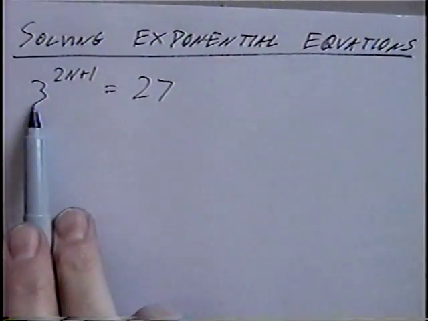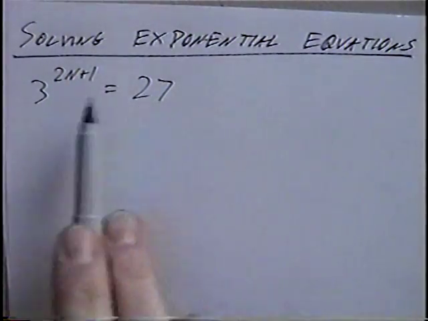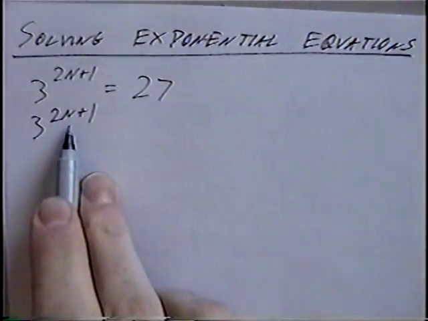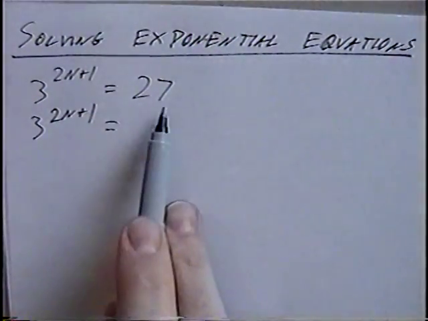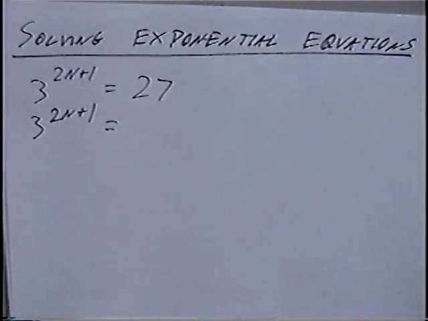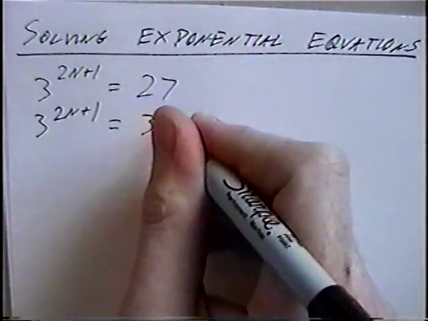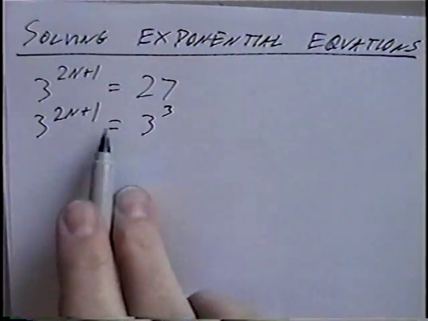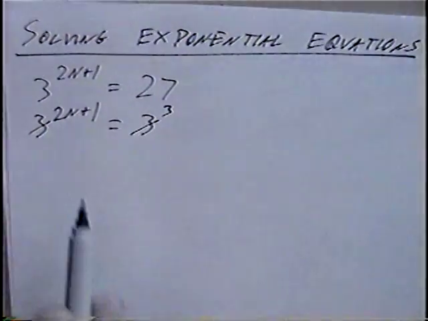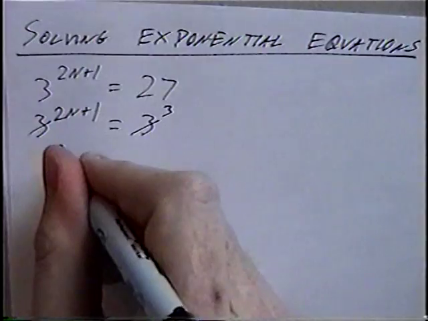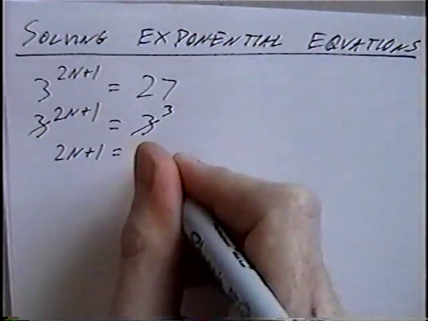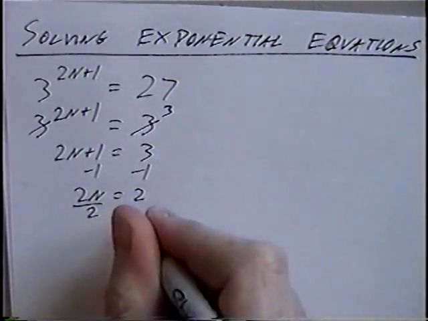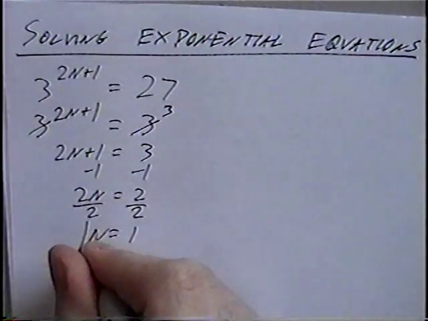To solve these, we want the bases, right now they're 3 and 27, to be the same on each side. What we can do for this problem is 3 to the 2n plus 1 stays the same, but 27 we can change so it has a base of 3. And that would change to 3 to the third power. Once the bases are equal, you can cross those off, and then we'll set the exponents equal to each other. 2n plus 1 equals 3. Solving this, you can subtract 1 from both sides, divide, and you have your answer, n equals 1.